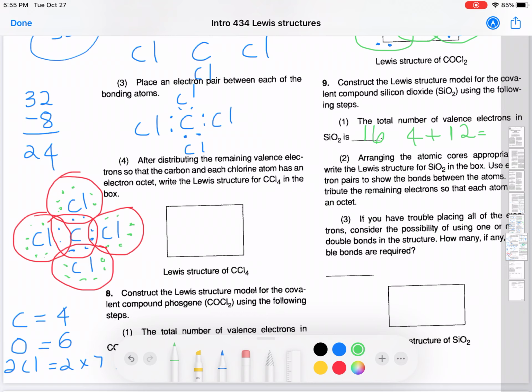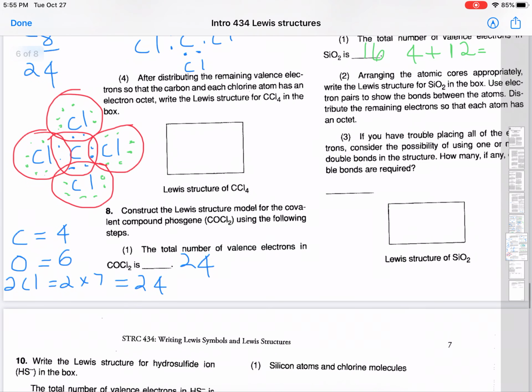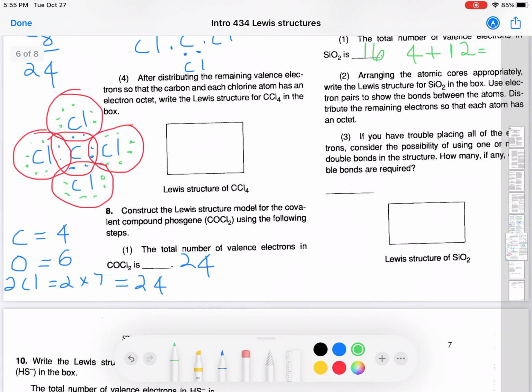Arrange the atoms appropriately. Write the Lewis structure for SiO2 in the box. Use the electron pairs to show the bonds between the atoms. Okay, the same procedure that we did, we're going to follow and do the Lewis structure. SiO2. So you put Si in the middle, 2 oxygens, put a bonding pair between these. So there are 6 electrons.